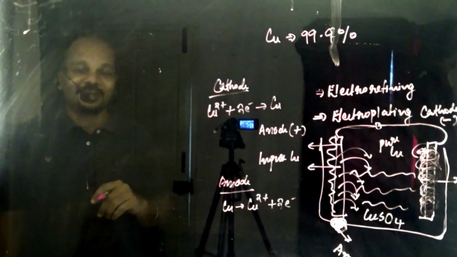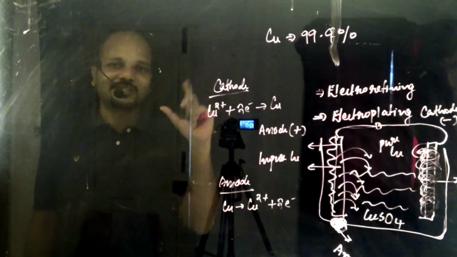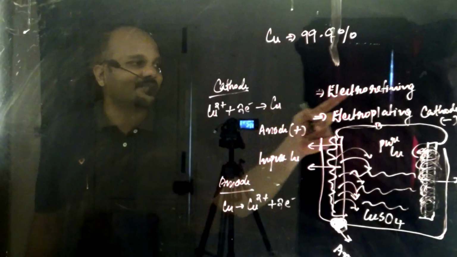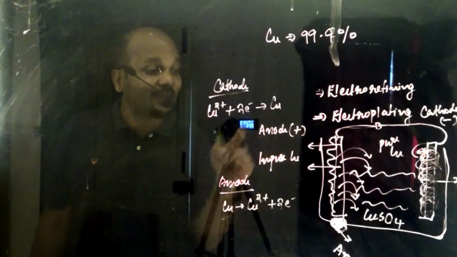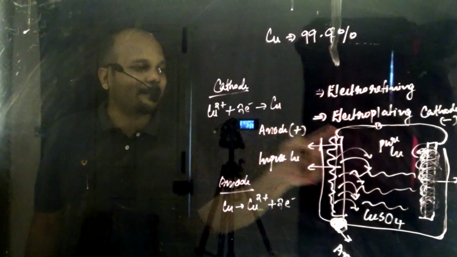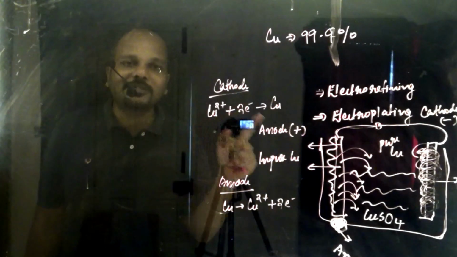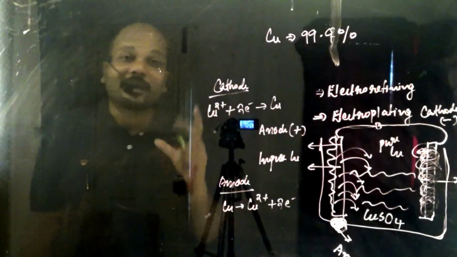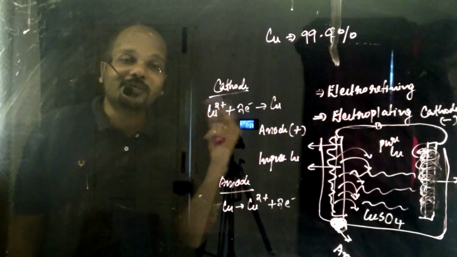Okay, and the next application of electrolysis is electroplating. That also derives from this particular way, where we keep an anode and cathode, and we will see how electroplating is going to happen. See, sometimes automobile vehicles, some utensils, some of the stuff and all, is going to be coated.